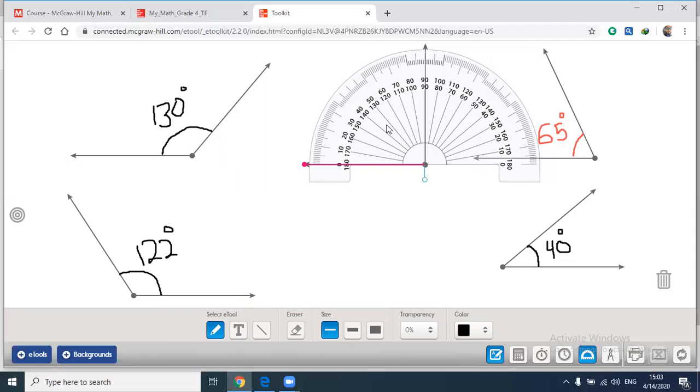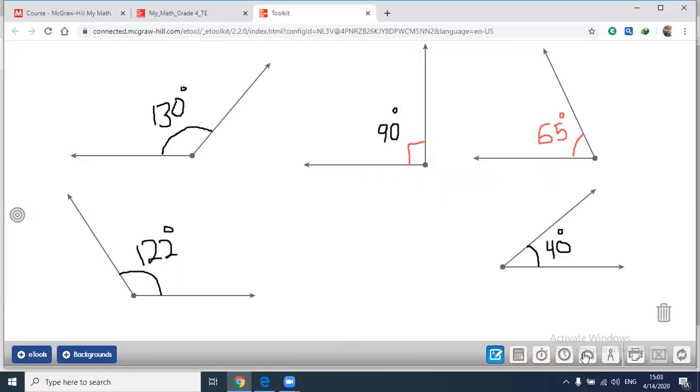We have 90 degrees. It's called a right angle. Okay. Right angle with 90-degree measure. It has a square corner, like this. So the measure of this angle is 90 degrees.